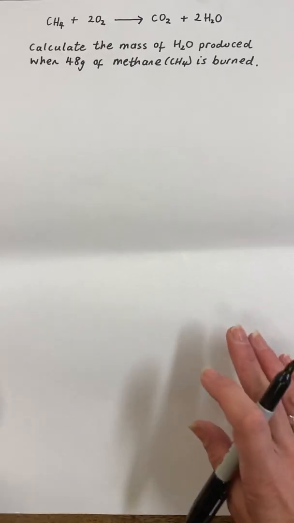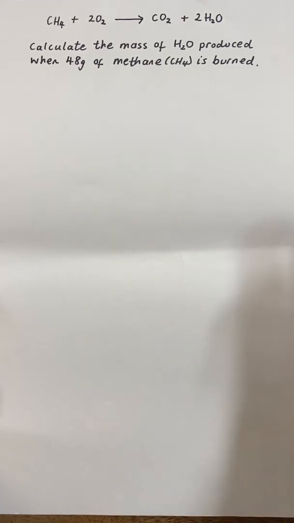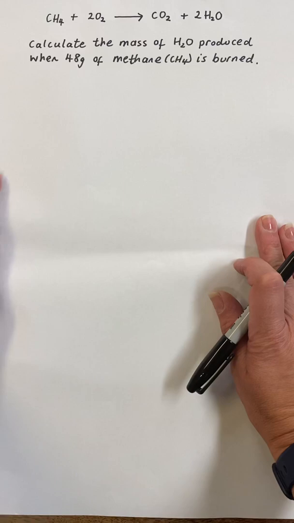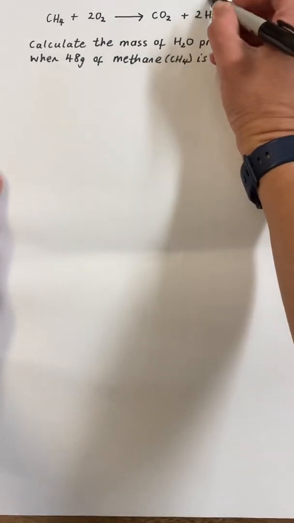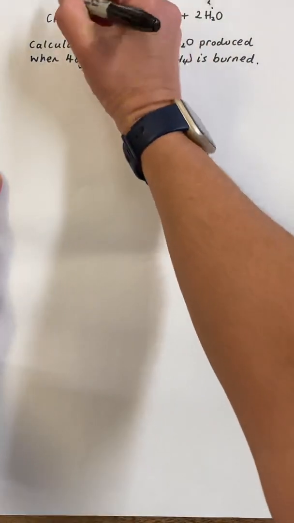So this video is looking at the Higher method for calculations based on equations, the three-step method where we consider step 1, the tick side moles, step 2, the mole to mole ratio, and step 3 is calculating the question mark. So when we look at the question here, we have to calculate the mass of water. So we'll calculate the mass of water as our question mark when we burn 48 grams of methane.